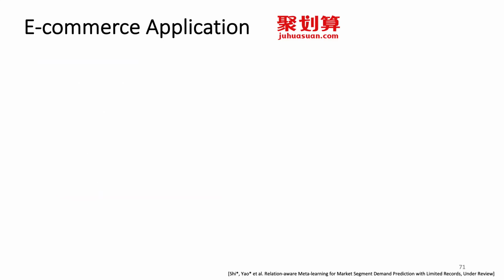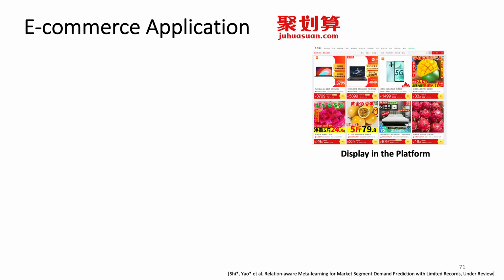The first application is from e-commerce, in the e-commerce scenario of 聚划算 in Alibaba. In 聚划算, they want to display some market segments on their platform. Different market segments will be put on the platform, and people will use it to choose items belonging to a specific market segment.